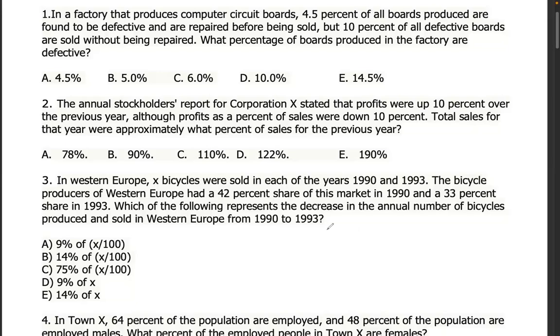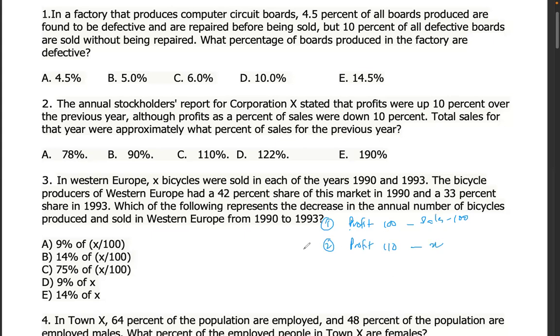So let's say profit for the previous year is 100. Okay. So profit for this year becomes how much? This for previous year, this for second year. 110. Now, sales for previous year is 100. For this year, it is not known. Let's say that is X.